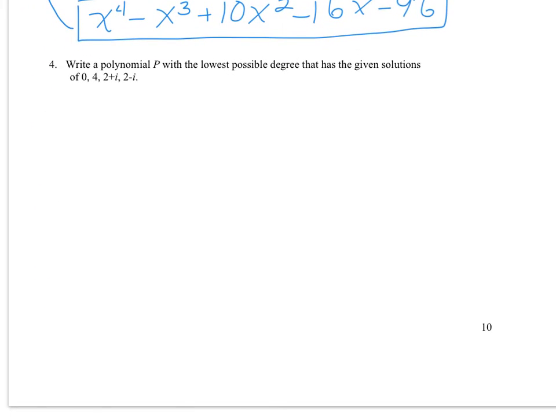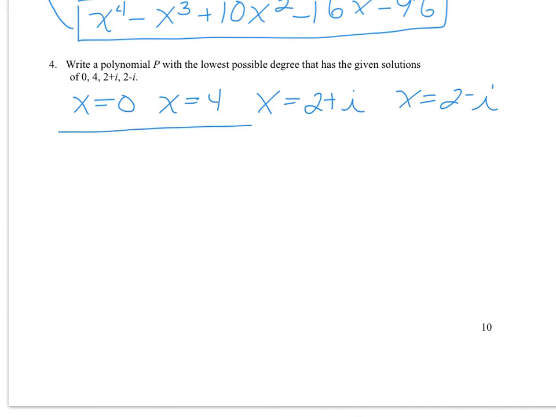Write a polynomial p with lowest possible degree that has the given solutions. In this case, they give me 0, 4, 2 plus i, and 2 minus i. So this time they gave me the plus i and the minus i. So I'm going to write down my answers, which would be x is 0, x is a positive 4, x equals 2 plus i, and x equals 2 minus i.